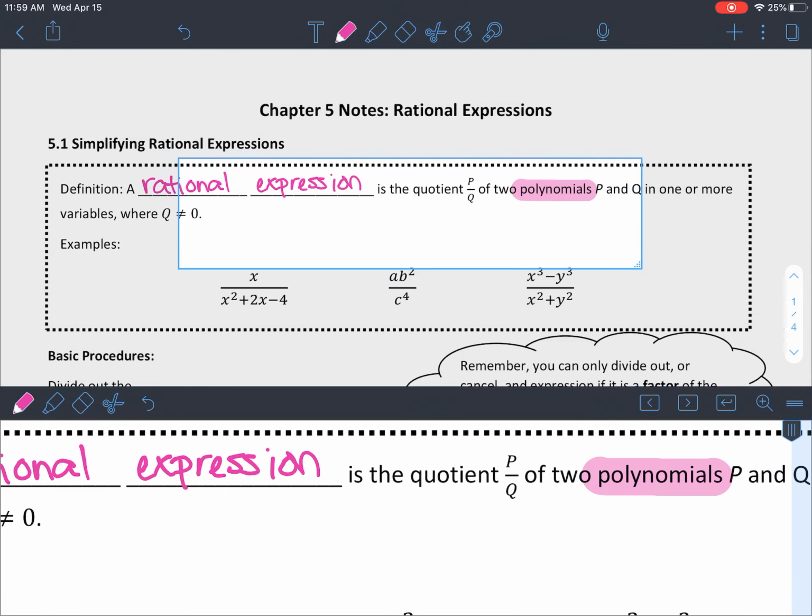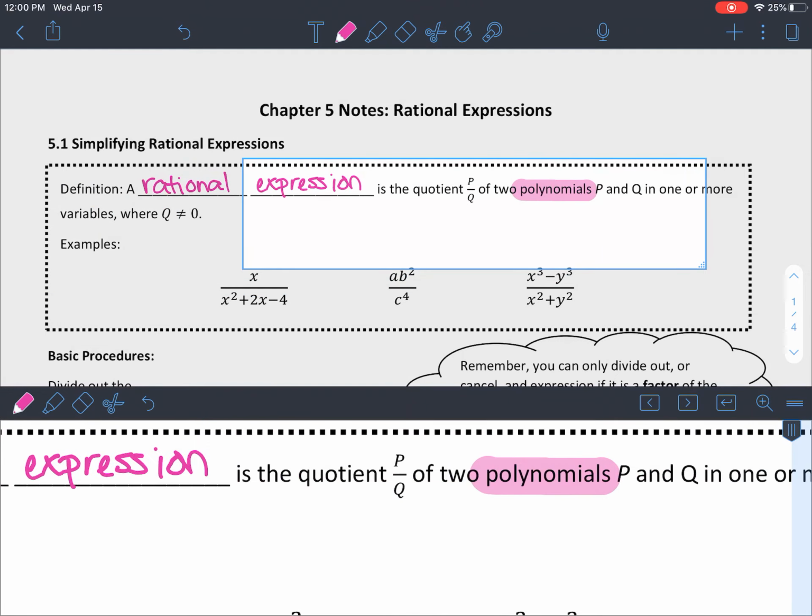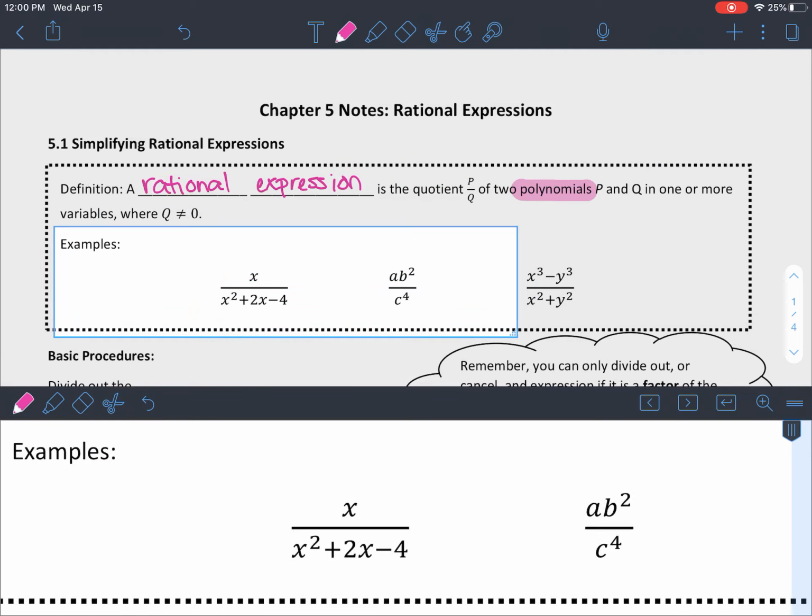So why can't q equal 0? If this was 0, then I'd have something being divided by 0, which is a big no-no. We can't divide anything by 0. So we say that q cannot equal 0. But p can equal 0, right? Because I can do 0 divided by a number. I just can't do a number divided by 0.